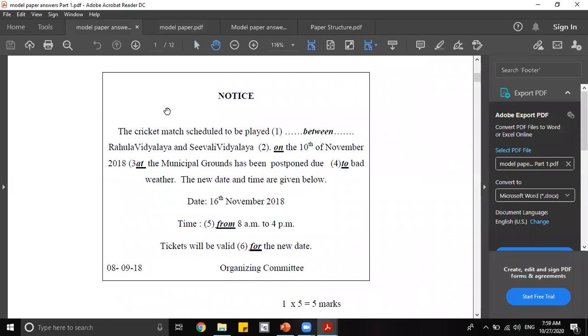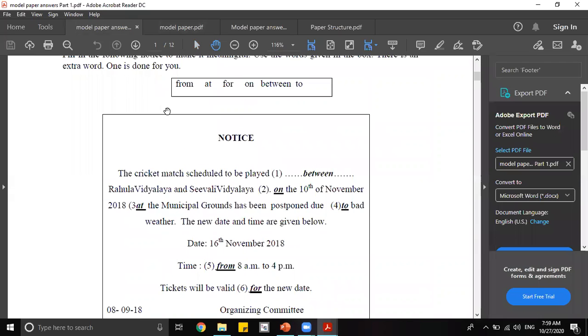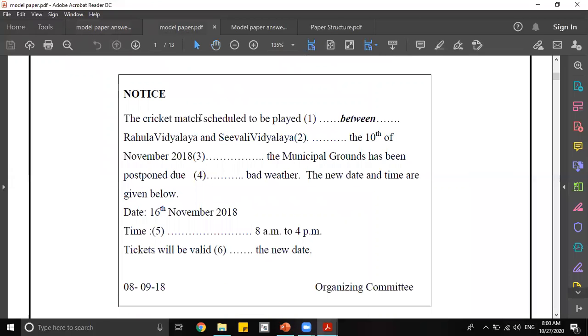So in the box we see the words, and when we are mentioning a specific date, we use the preposition on. And again, we are moving forward. On the 10th of November 2018, blank, the municipal grounds has been postponed.